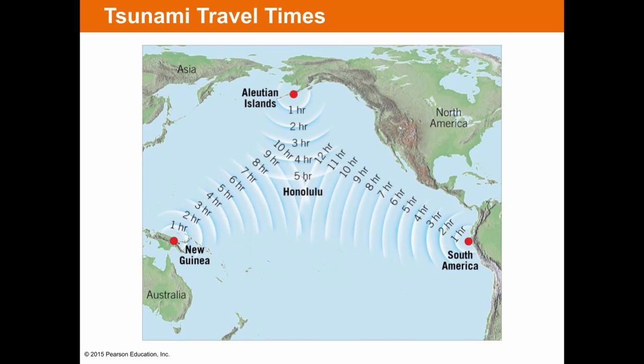Here we can see an image of tsunami travel times, or how long it will take a tsunami to hit a particular location, in this case Hawaii. An earthquake happening in South America may take 12 hours to hit Honolulu, but an earthquake happening in the Aleutian Islands in Alaska may only take 4 or 5 hours. Not a lot of time for you to prepare, move, deal with the situation. That's why these early warning systems are vitally crucial to not only protecting property, but protecting life.